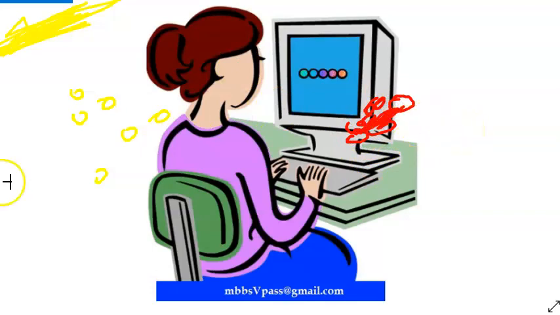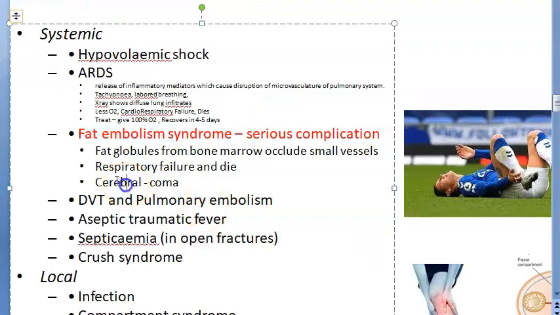The other theory is that there is obstruction of the pulmonary vessels by fat globules. This is what you saw. So it can occlude either the pulmonary system or the cerebral system. Cerebral, there could be a lot of drowsiness, restlessness, disorientation and coma.